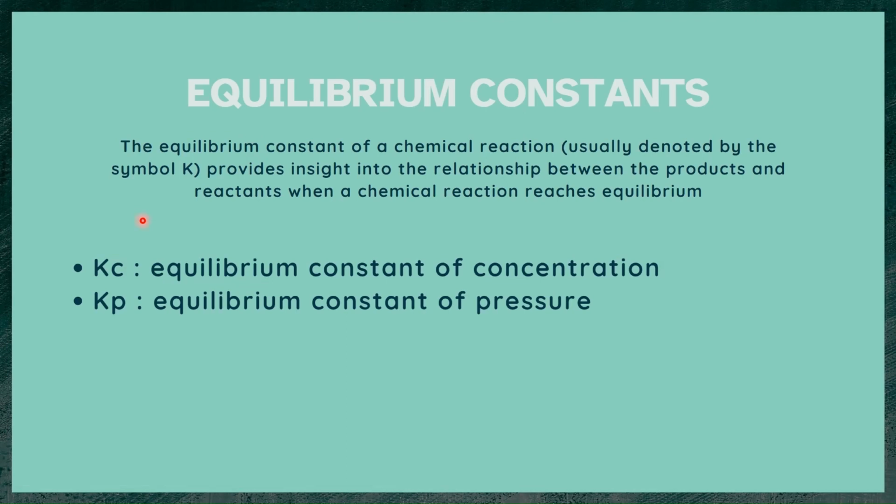There are two ways we could express equilibrium constants. One is the equilibrium constant in terms of concentration. This equilibrium constant is used for both homogeneous and heterogeneous reactions. Second is the equilibrium constant in terms of pressure. Take note that this equilibrium constant is only applicable to, and limited to, gas reactions.